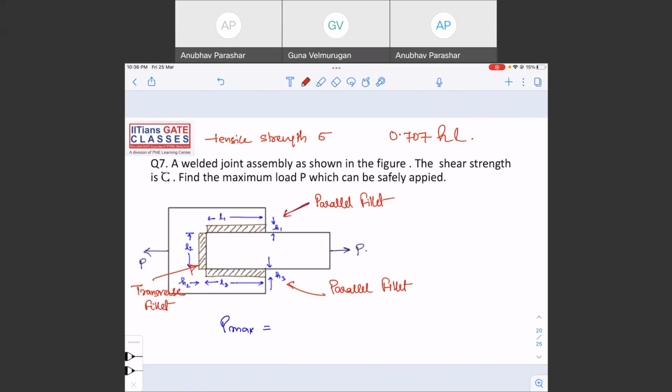So P max I can say is equal to 0.707. It will come everywhere, so I have taken it common in every expression. The parallel fillet will fail under shear, so tau into L1 H1 plus tau into L3 H3, plus sigma into L2 H2. Is it clear?